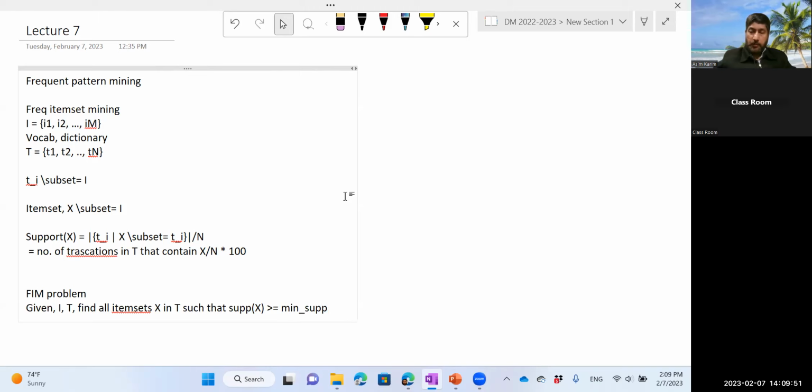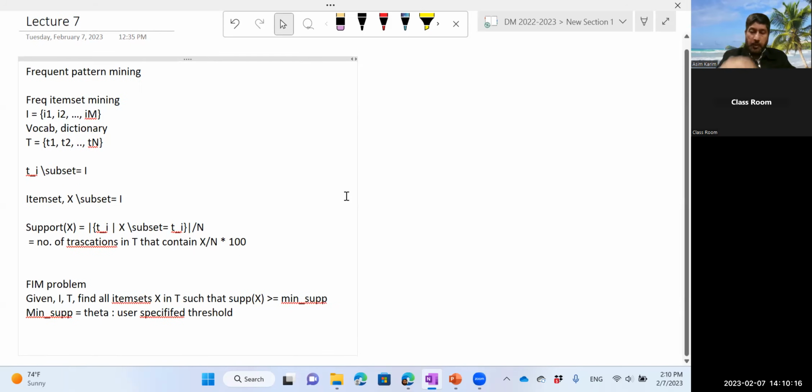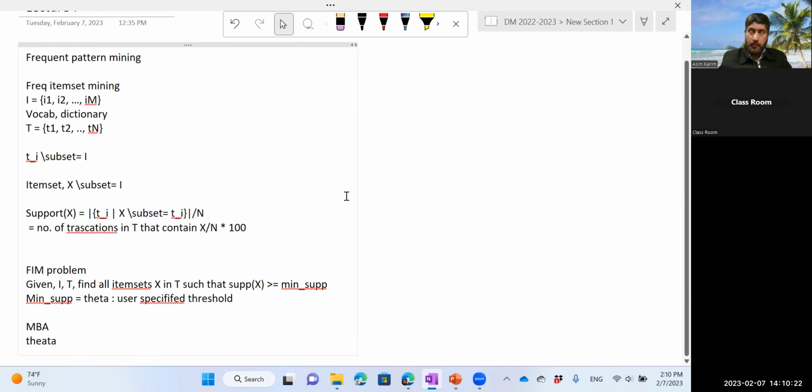Okay? So min sup, sometimes you can also say it's a parameter theta. So it's a user specified threshold. Okay. So just to take some numbers, let's say we are talking about market basket analysis, and let's say theta is 2%, which is also 0.02, right?